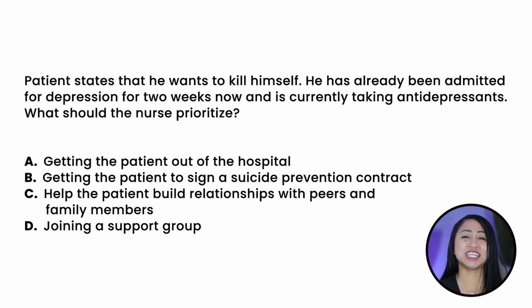All of the choices sound wonderful. We want the patient out of the hospital, sign the contract, build relationship, and join a support group. But the question is prioritization. A, C, and D are long-term goals that will not happen right away at this very moment. We can easily eliminate that. B is the short-term goal. By signing a suicide prevention contract, the patient can understand that he or she should call for help when he or she feels the urge to take action.